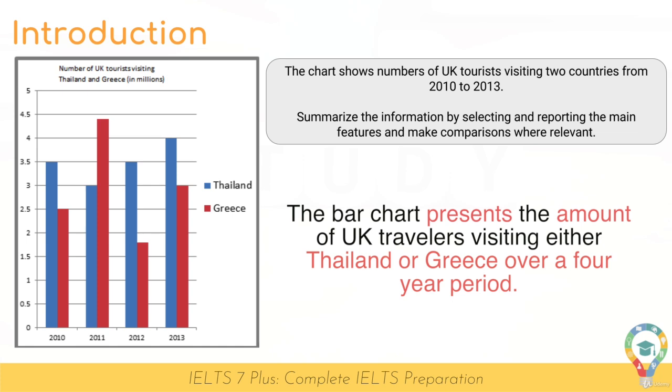Here I've identified 3 main changes that I made in my introduction. The first thing I changed was chart shows into bar chart presents. I then changed numbers to amount and UK tourists to UK travellers. My last big change was in the final part of the sentence. I gave the name of the two countries and said it was over a 4-year period instead of 2010 to 2013. I hope you can see that synonyms are super useful in creating your introduction.